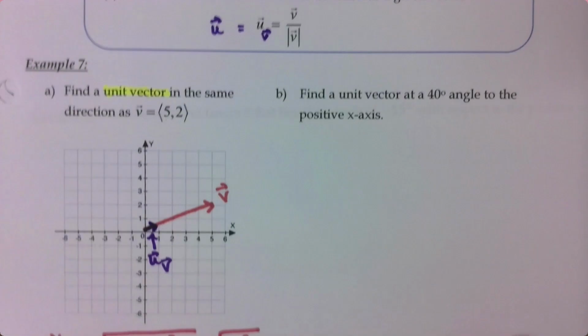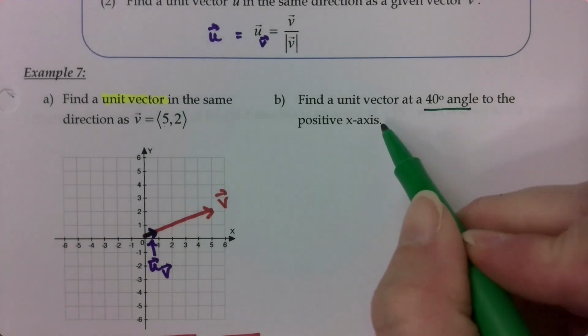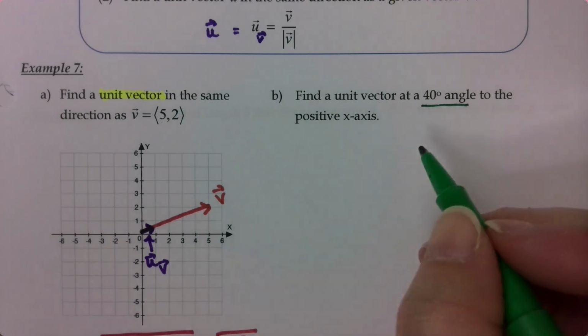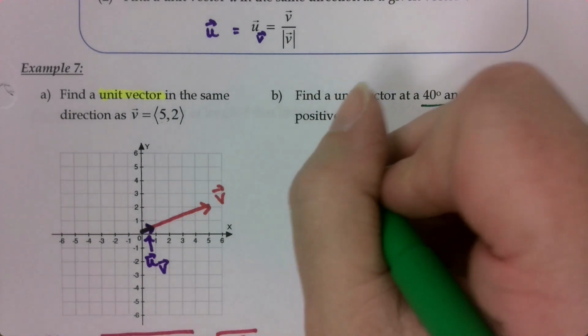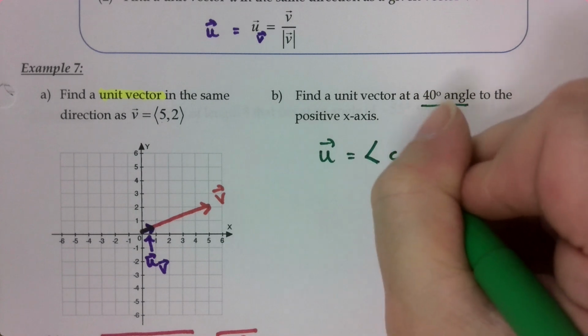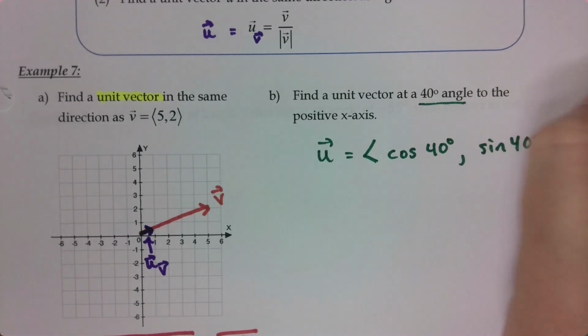All right, now let's do this one. Find a unit vector at a 40-degree angle to the positive x-axis. Okay. So now we have an angle. This is great. So we're going to be using the angle one. So the unit vector would be a vector that's made out of the cosine of 40 degrees and the sine of 40 degrees. Simple as that.